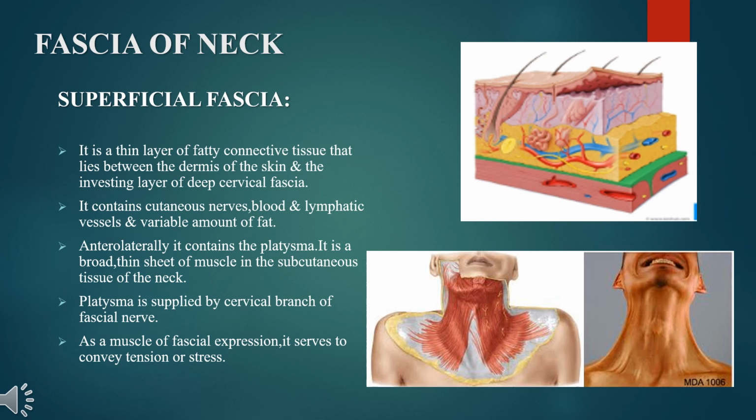Anterolaterally, it contains the platysma, which is a broad, thin sheet of muscle in the subcutaneous tissue of the neck, and it is supplied by the cervical branch of facial nerve. You can see platysma in this diagram, and as a muscle of facial expression, it serves to convey tension or stress.